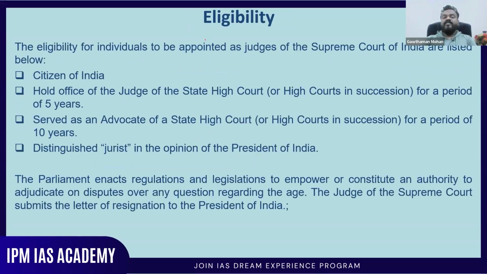Then eligibility. The eligibility for individuals to be appointed as judges of the Supreme Court of India are listed below. One, citizen of India, mandatory. Then hold office of the judge of a state high court or high courts in succession for a period of 5 years. Very important, judge of the state high court. Then served as an advocate at the state high court for a period of 10 years. Okay, so either judge of a high court or served as an advocate in a state high court, and a distinguished jurist in the opinion of the President of India. So basically, in the opinion of the President of India, that person must be a distinguished jurist.